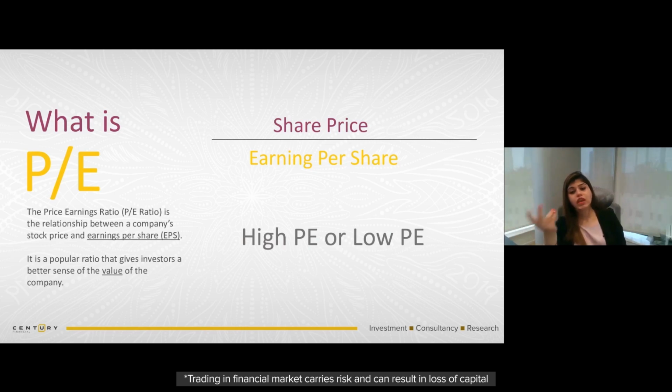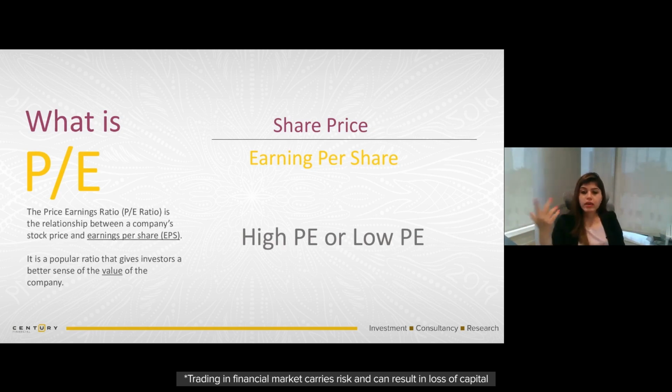On the other hand, if we have a very low PE, one way of interpreting it would be that the company is undervalued and it would make sense to buy the stock. Or another way would be that investors do not foresee good potential in the company and hence they are not willing to give it a high valuation. So it's important that you analyze the PE appropriately.